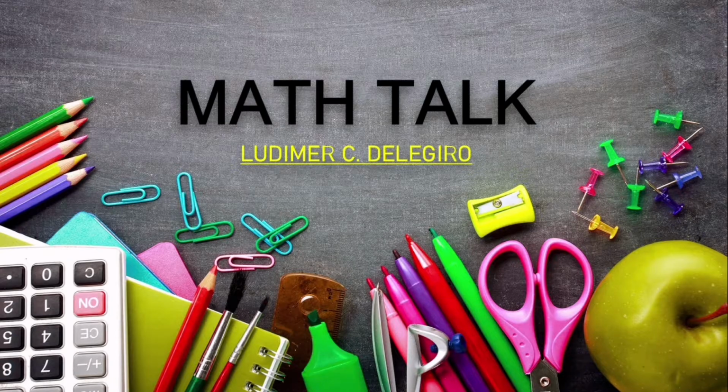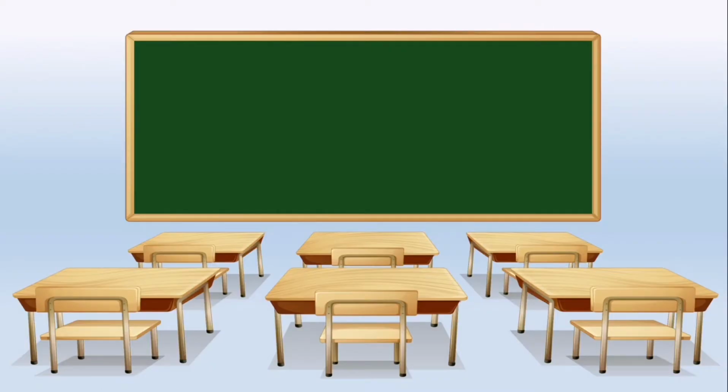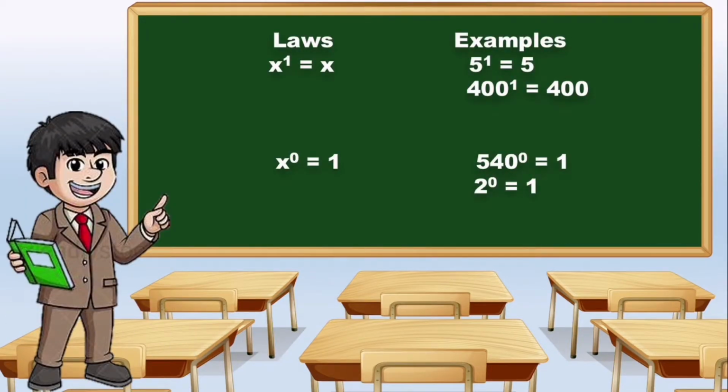Today I will discuss to you all about laws of exponent. So let us start with the first law. X raised to 1 equals x. Ibig sabihin yan, any number na i-raise natin sa 1 that is equal to itself. Example, 5 raised to 1 equals 5. 400 raised to 1 equals 400.